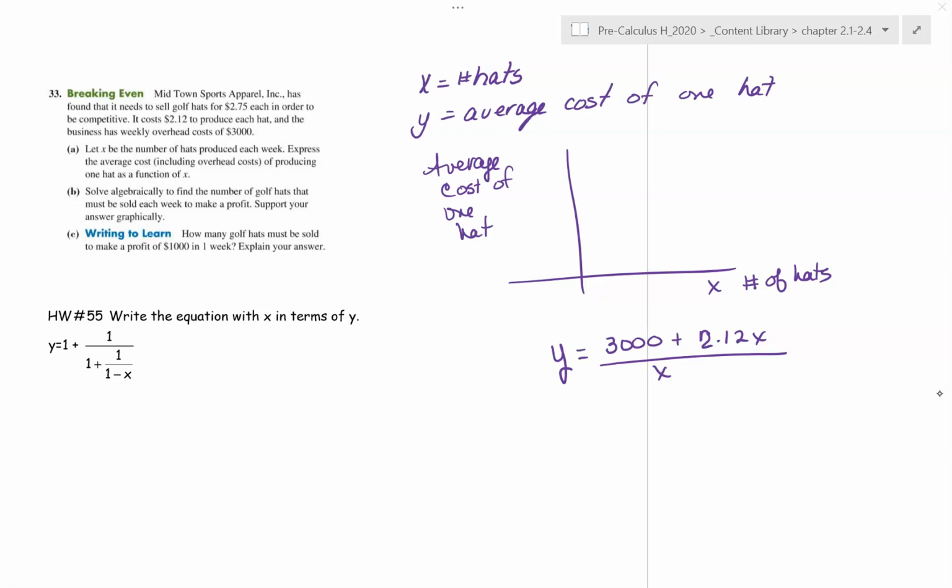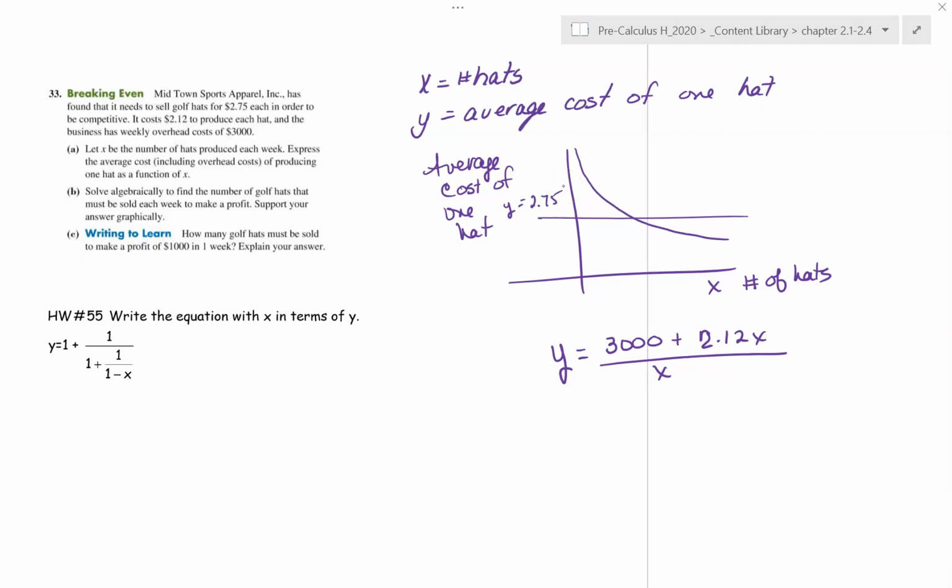So I'm just going to guess at what the graph looks like. I'm guessing it looks something like this. Because if you think about it, if you make one hat, that's going to be a very expensive hat. The more hats that you make, the average cost should go down because, again, of that overhead cost of $3,000. And we're going to let y equal $2.75, and we're going to try and figure out how many golf hats must be sold.